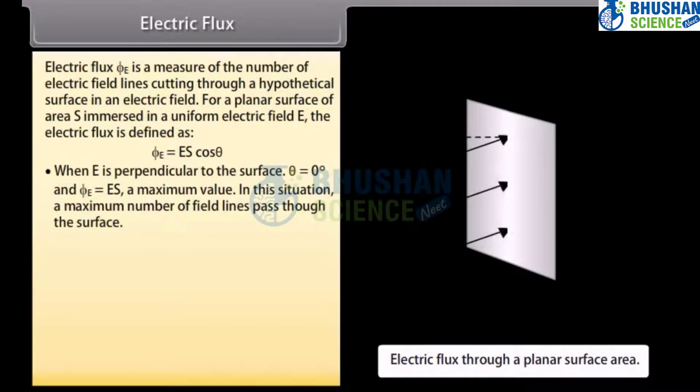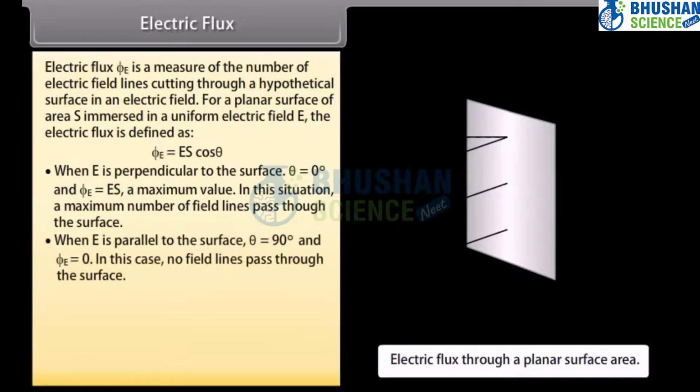When E is perpendicular to the surface, theta is equal to 0 degrees and phi E is equal to E S, a maximum value. In this situation, a maximum number of field lines pass through the surface. When E is parallel to the surface, theta is equal to 90 degrees and phi E is equal to 0. In this case, no field lines pass through the surface.